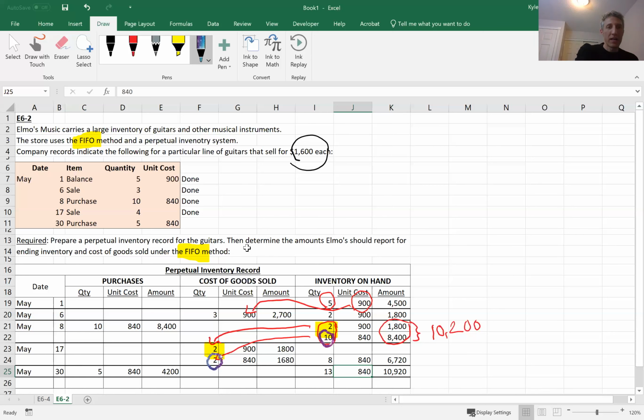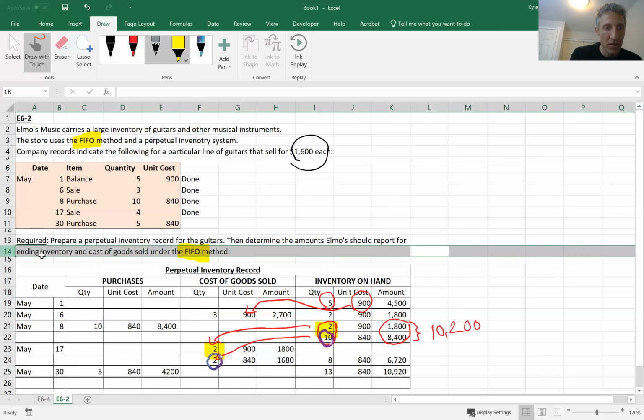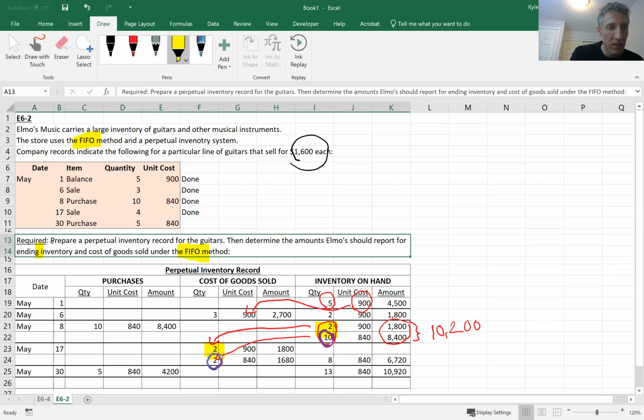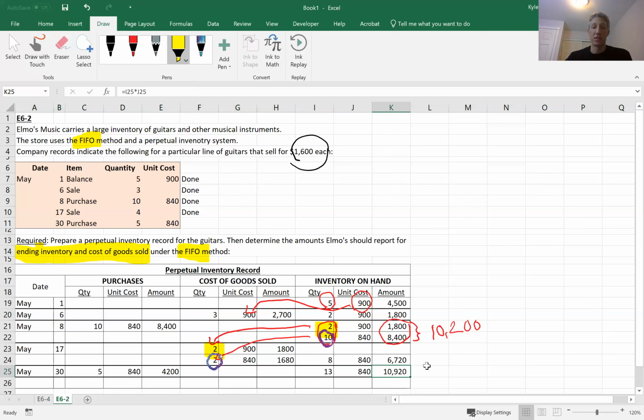Now, if I look back at this problem, it's also asking me for the ending inventory and cost of goods sold. So I know my ending inventory is going to be 10,920. Why? Well, because it's on the balance sheet. Balance sheets are a snapshot in time. So as of May 30th, I have 10,920 of a current asset on my balance sheet.